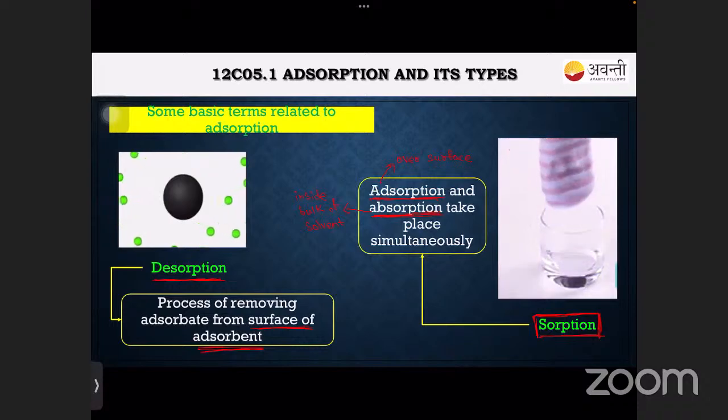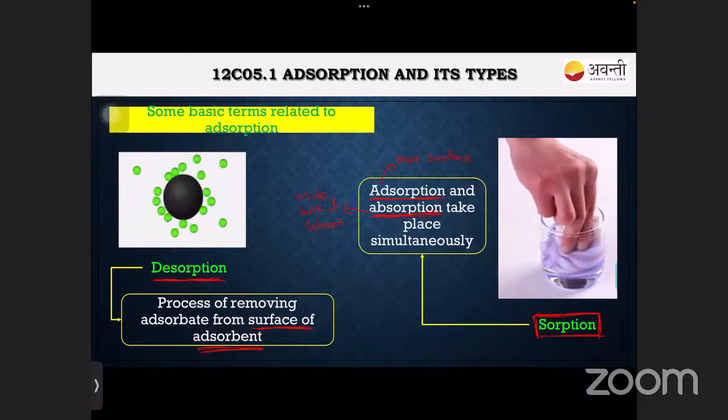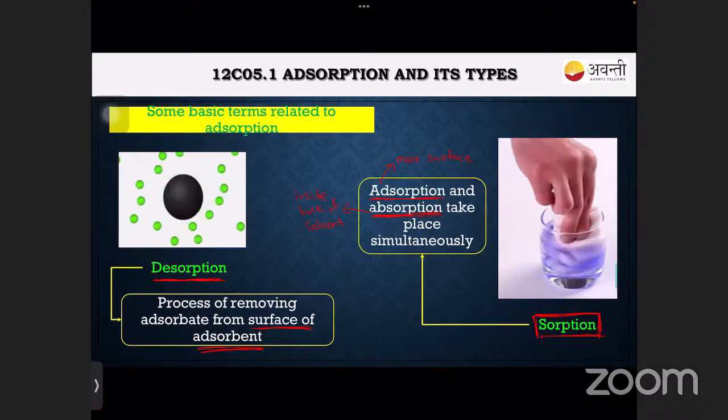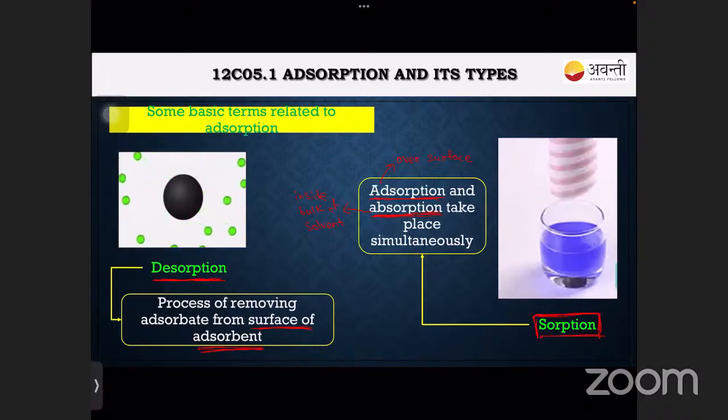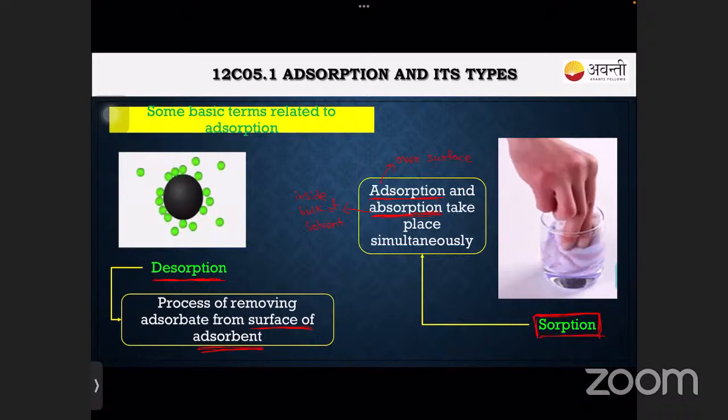Understood the difference between sorption and desorption? Class, are you understanding the class? Okay, you can put it in the chat.